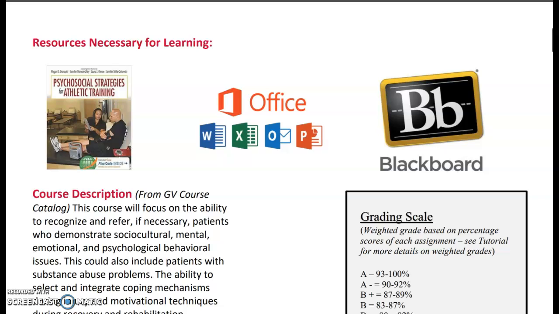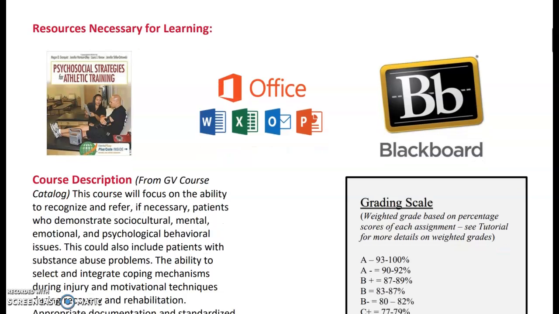Psychosocial Interventions for Athletic Training by Granquist is the book that you need. This book is really good. You'll need to use this book to study for your BOC, as a lot of the BOC questions for this particular domain are pulled directly from this book.